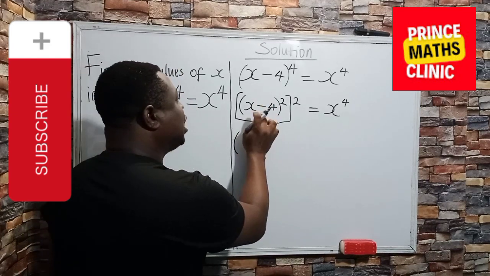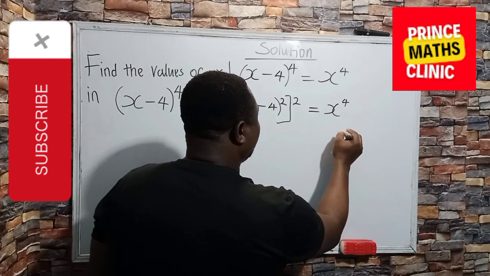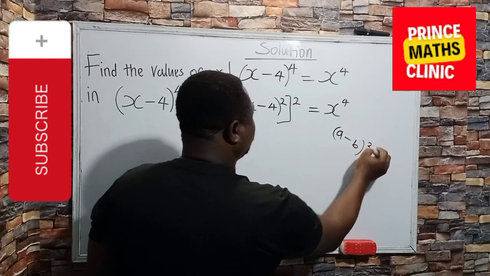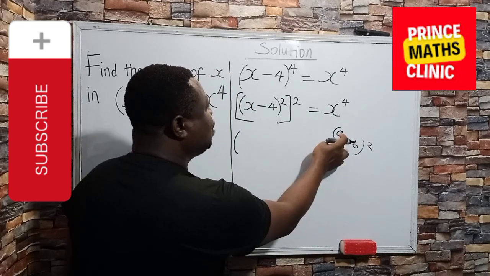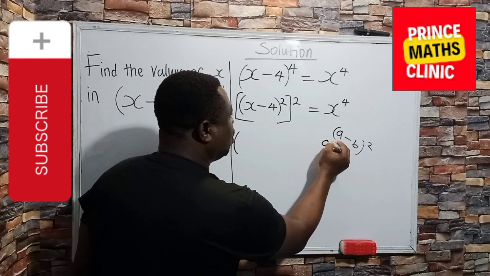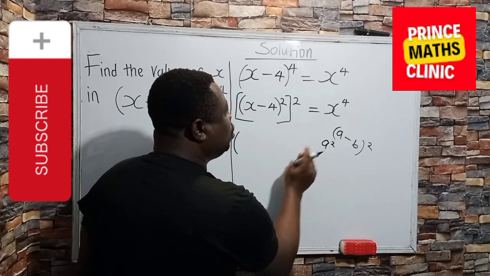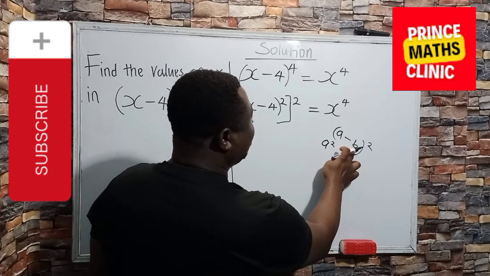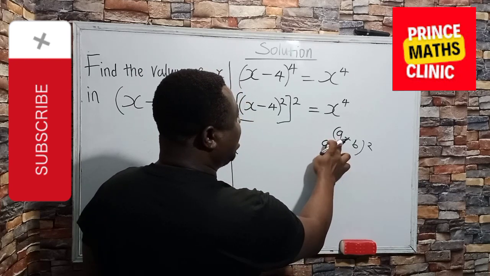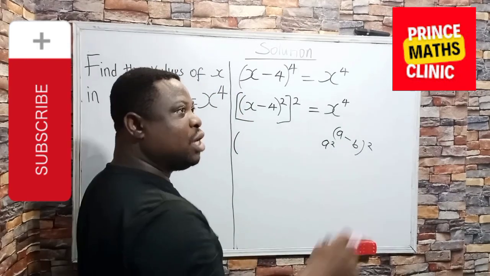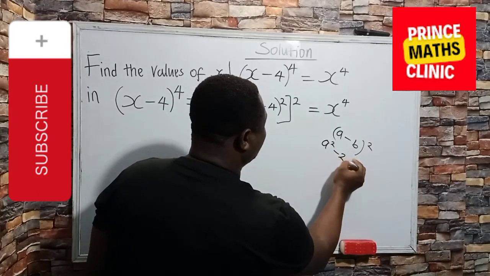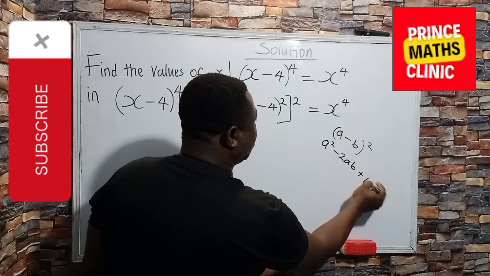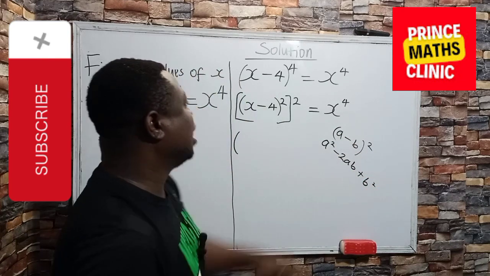Now, to expand something in this nature, (a minus b) all to the power of 2, this is the method. You take the first one, you square it. Then you take 2 and multiply a and minus b. A and minus b is minus ab. Multiply by 2, you get minus 2ab. Then you take this minus b, you square it. This is the result that you will get.